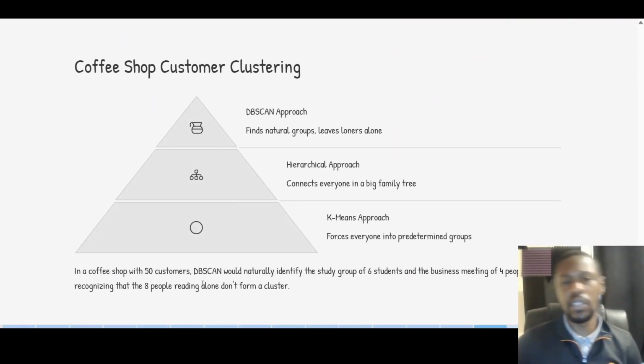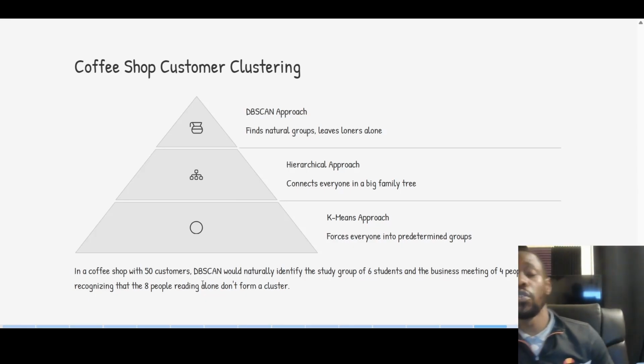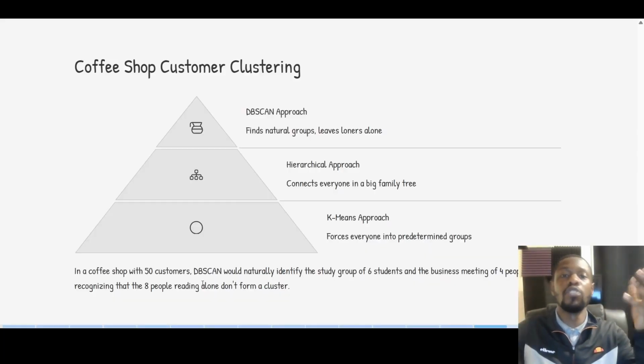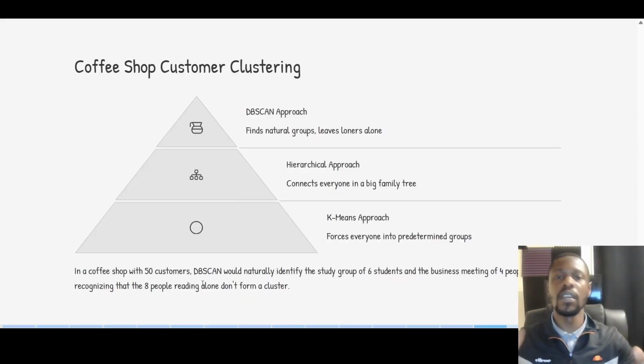Let's give another example. We're at a coffee shop and we want to group people using this density-based scanning approach. With the DBSCAN approach, we're going to find natural groups and leave the loners alone. Within the hierarchical approach, we're going to connect everyone using some kind of big family tree, finding the relational elements between each person, and forming a tree of connection in that way.